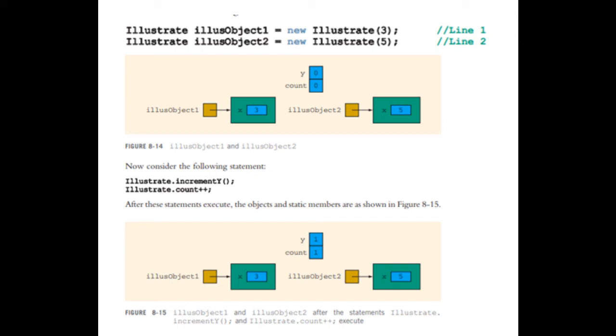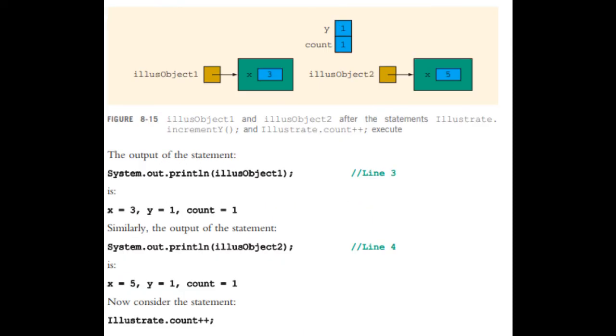Now consider the following statement. Illustrate.incrementY(); Illustrate.count++; After the statements execute, the objects and static members are as shown in Figure 8-15. The output of the statement System.out.println("Illos object1") is x = 3, y = 1, count = 1. Similarly, the output of the statement System.out.println("Illos object2") is x = 5, y = 1, count = 1.